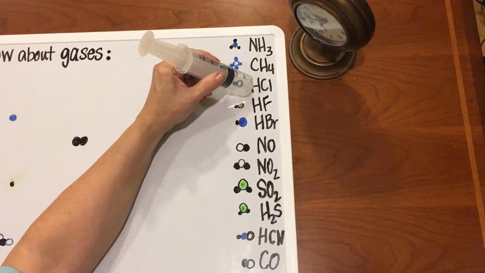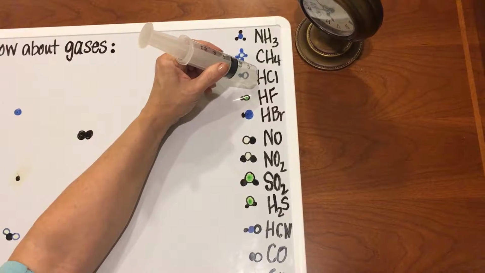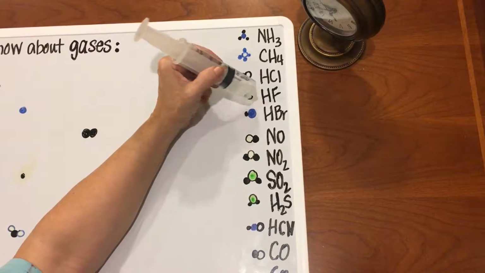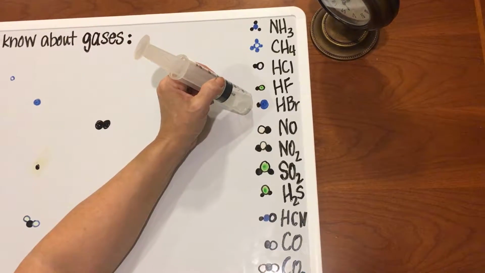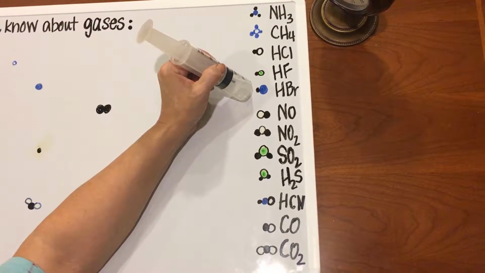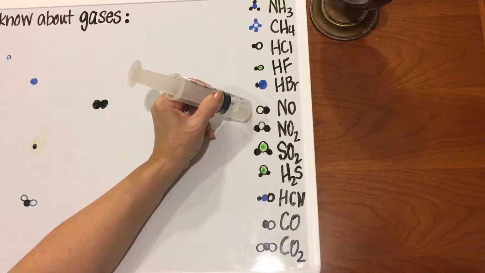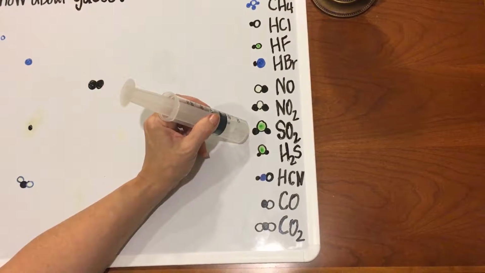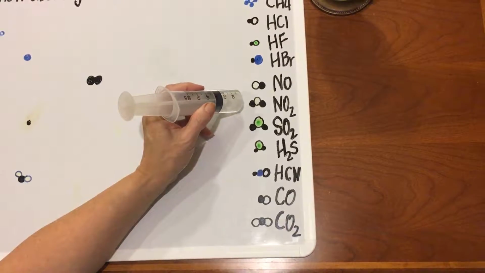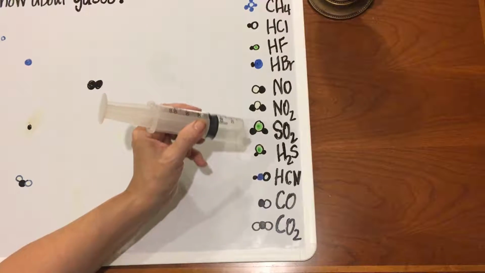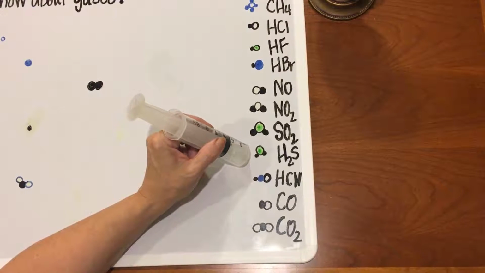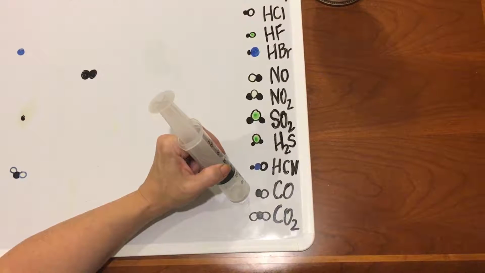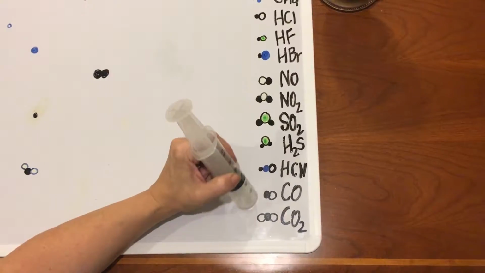So when HCl is dissolved in water, it becomes hydrochloric acid. Hydrogen fluoride in water, hydrofluoric acid. Hydrogen bromide in water, hydrobromic acid. Nitrogen monoxide and nitrogen dioxide are found in the atmosphere, as is sulfur dioxide. These are all common pollutants. Hydrogen sulfide, hydrogen cyanide, and of course you know carbon dioxide and carbon monoxide, the last two here.